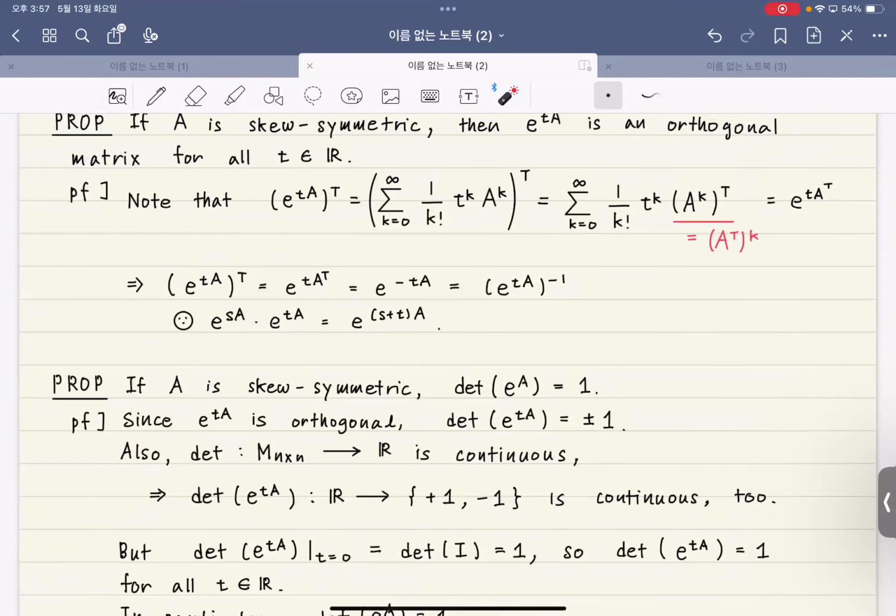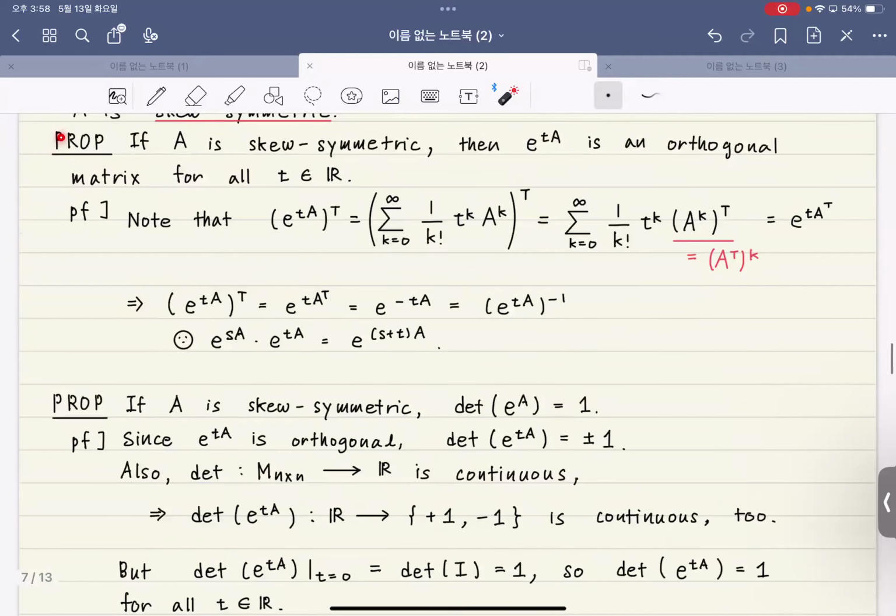Also, very interesting property here. If A is skew-symmetric, then the matrix exponential of the skew-symmetric matrix has determinant 1, always. Okay, so why? Why is that?